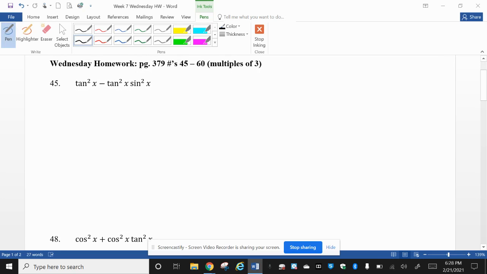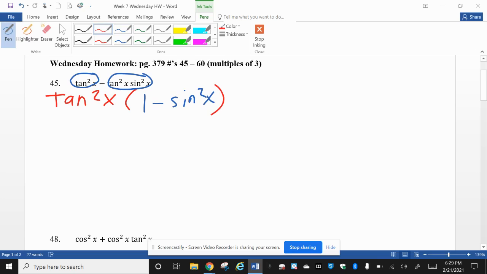Looking at 45. We have tangent squared of x minus tangent squared of x times sine squared of x. So we want to factor out the greatest common factor between the both. Notice that they both have a tangent squared in common, so we'll take that out. When you factor it out, you're basically dividing it out. So keep in mind here, tangent squared of x, factor out a tangent squared of x, and you're left with just 1. Factor out the same quantity from the second term, and you're just going to be left with minus sine squared x.